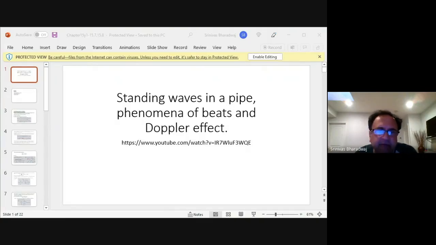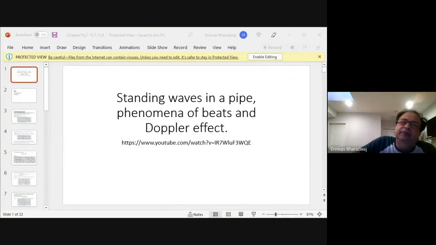So the effective length of an open-ended pipe becomes L plus 1.2 r, where r is the radius of the pipe. So you have a pipe like this, it has a radius. You have 1.2 times r for an open-ended pipe, and for a pipe closed at one end, you have 0.6 r. So keep that in mind for the effect.